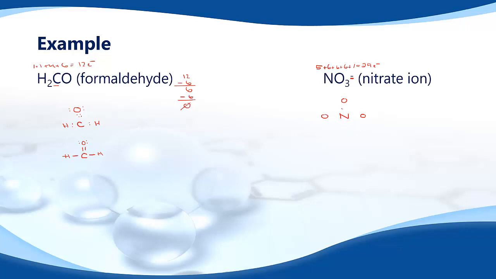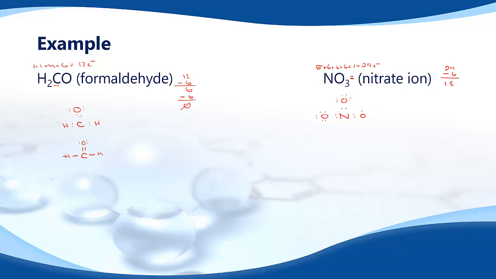Now I put in my pairs. 1 bonded pair, 2 bonded pair, 3 bonded pair. So 24 minus 6. That leaves me with 18. Now I'm going to work around the outside. 1, 2, 3, 4. This oxygen now has its full octet. 1, 2, 3, 4, 5, 6.